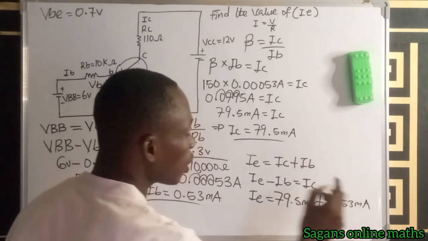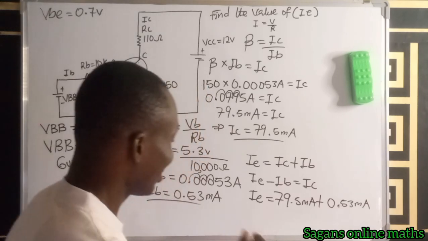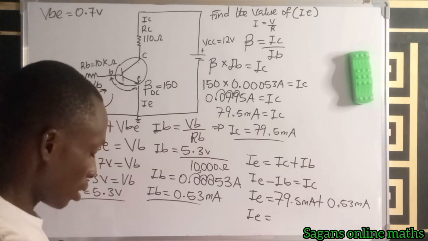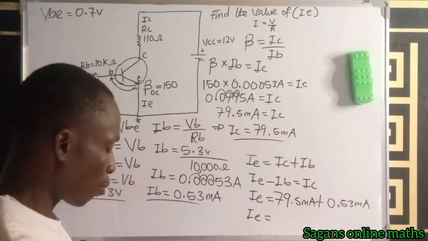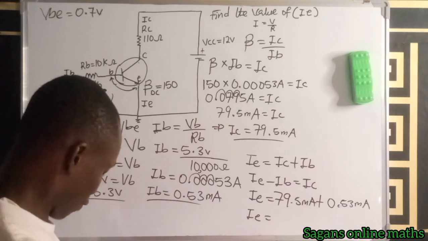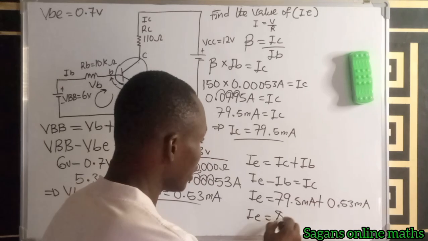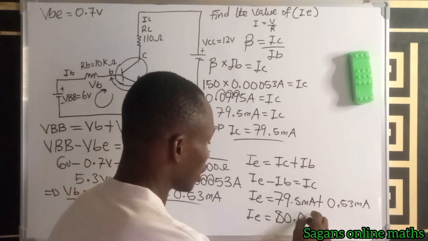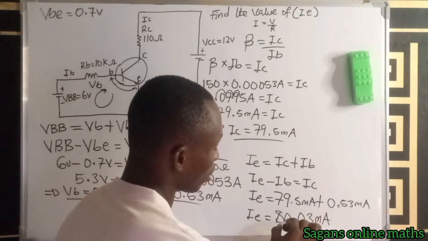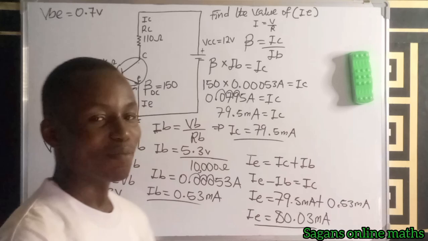milliamp. Take note that milliamp simply means 10 to the power minus 3, right? So it means that IE, which we are looking for, is equal to, let's sum this, 79.5 plus 0.53 gives us 80.03 milliamps, approximately. And this is the solution to this particular problem.